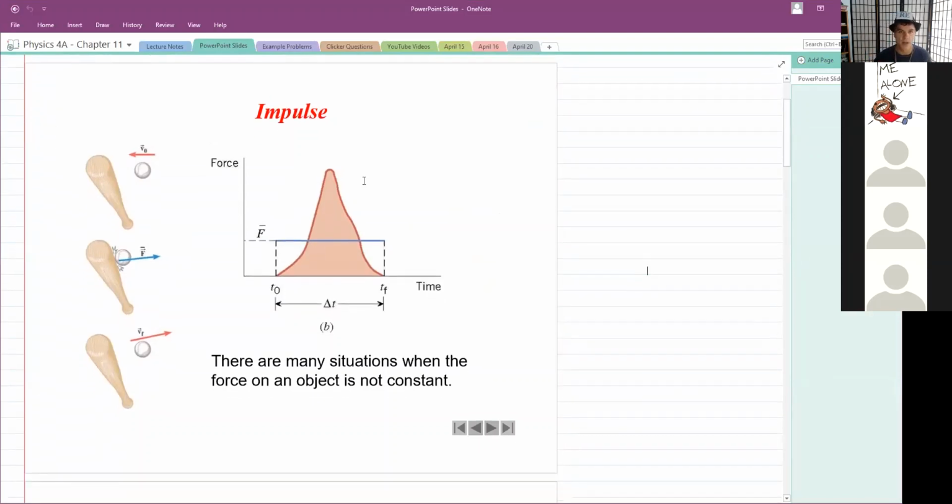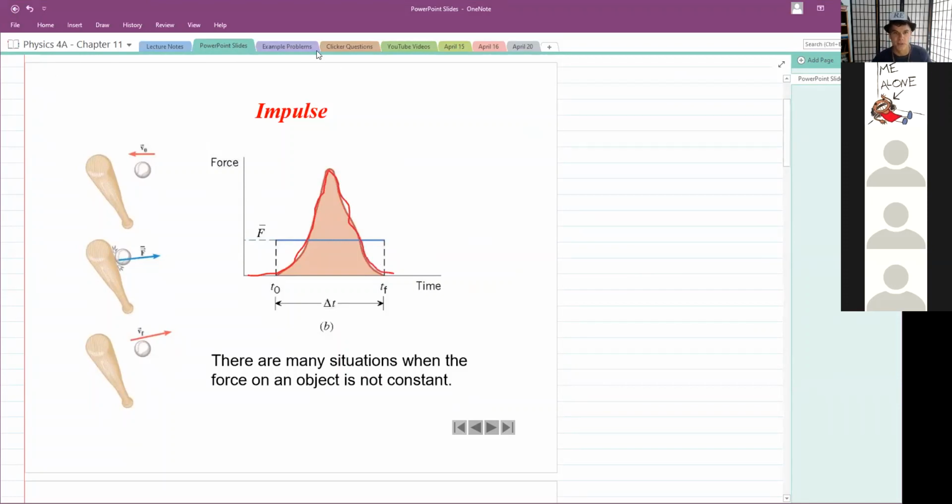So for example, if I was looking at what is the force that, let's say, this bat is exerting on the ball, we've been modeling forces that they're constant. But in reality, what happens is most real forces start at zero, they increase up to some maximum value, and then they fall back down to zero.